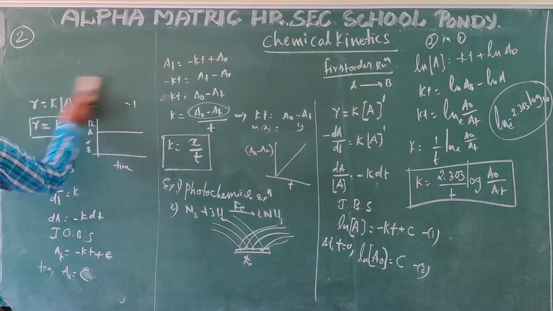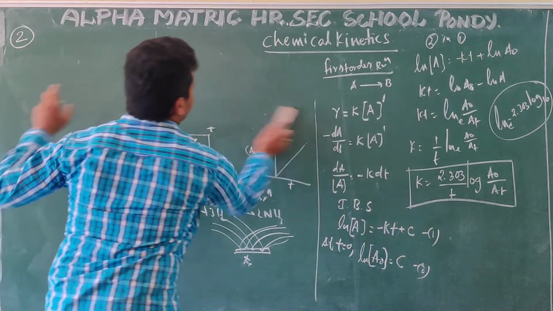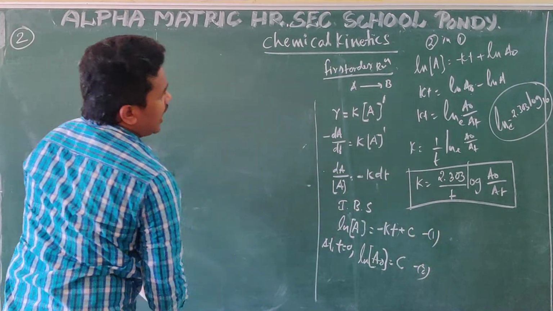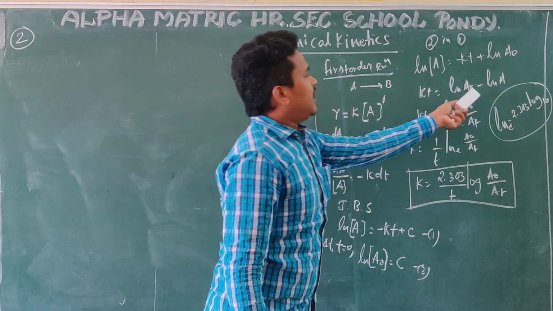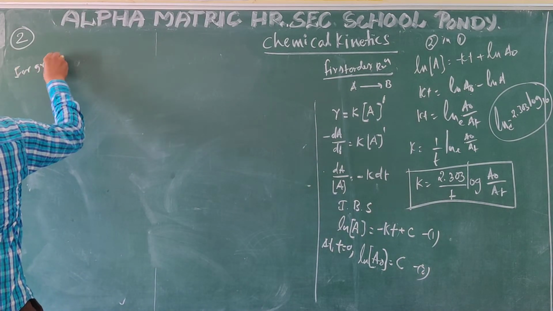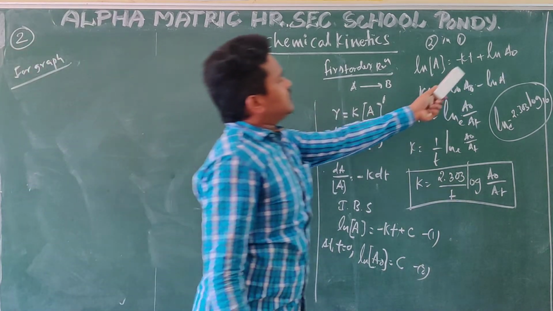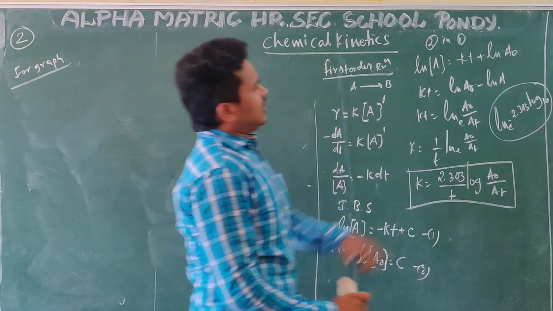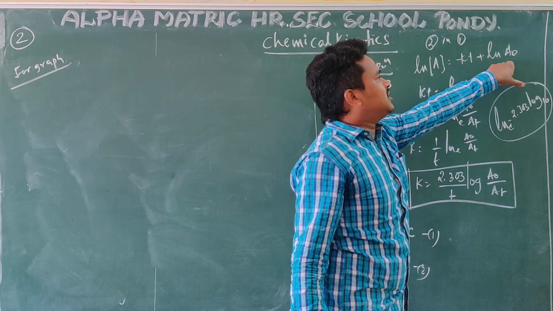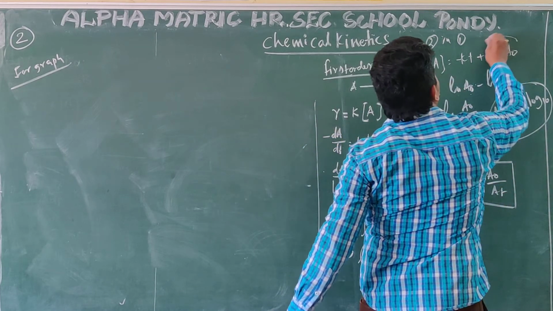And after that, there will be a graphical representation for that. What is the graphical representation? For a graph, I will take this one. Why this one? It is looking like y is equal to mx plus c. Why c is a constant? A naught is the initial concentration, so it is a constant. It is like a c.